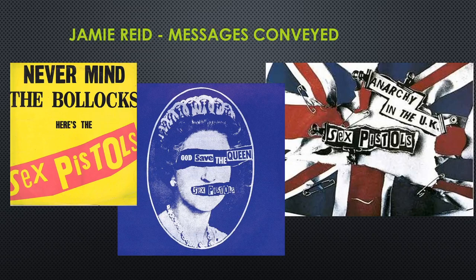Jamie Reid covered these messages very, very well. Anarchy in the UK, with the Union flag torn to shreds and being held together by the basic means of safety pins. If you think, what would your grandparents possibly have felt like in the 70s, or maybe even your parents, how they might have thought when they saw an album cover like this appear on the shelves.